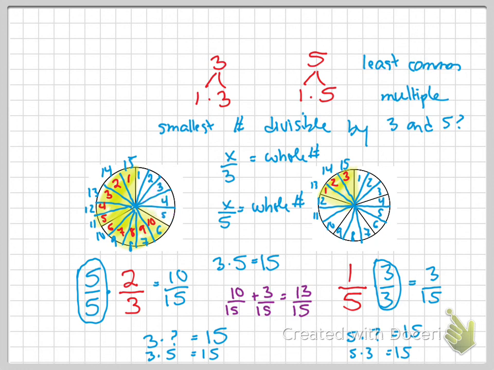So again, adding fractions, you have to have the same denominator because you have to have equal size slices. It does not make sense to add the numerators together if your pies are cut into different slices. So the only way we can add fractions is if the denominator, the bottom number, is the same.